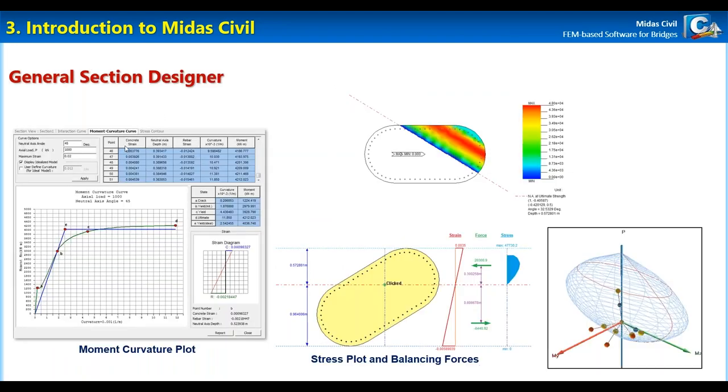Also, when we are analyzing the column, for the general section design for the column, we have it in Midas Civil. We can have the moment curvature plot, and then the stress plot and balancing force. And this PM diagram can help you to analyze the column very well in Midas Civil.